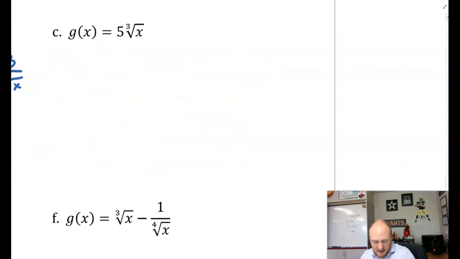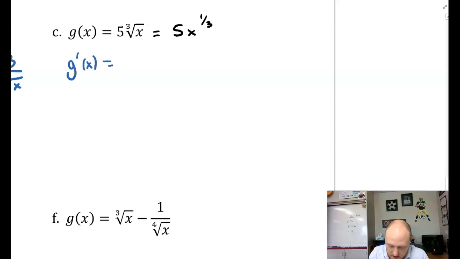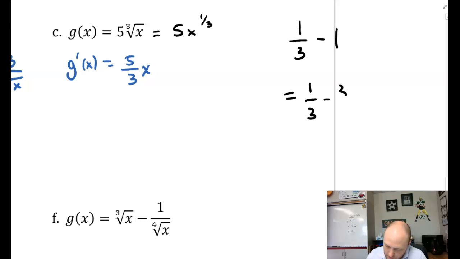All right, example C. Ooh, now I have a cubic root of x. Again, I'm just going to transform that radical into a power. So we have 5x to the power of 1/3, and now I am ready to take a derivative. So g prime of x is equal to 5 times 1/3, so we get 5/3, x, and then I'm going to subtract 1 from 1/3. So 1/3 minus 1 gives us 1/3 minus 3/3, which is negative 2/3, okay?